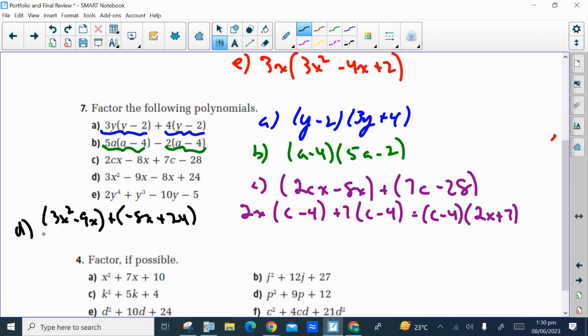There is a common factor in this first group of 3x. Take it out, you'll get x minus 3. The common factor we take out of the second group needs to be negative 8 because we need to get the same thing inside this bracket as we have here. And if you take out a common factor of negative 8, you will also get x minus 3. So now you've got two terms. They both have an x minus 3 in it. That's your common factor. Take that out, you're left with 3x minus 8. There's the factors for question D.